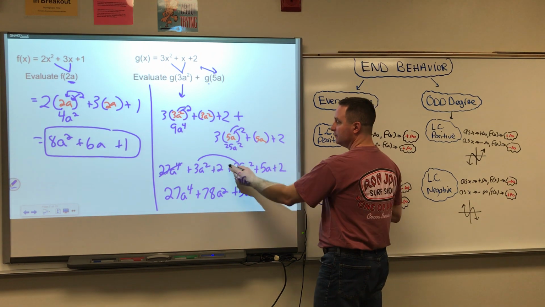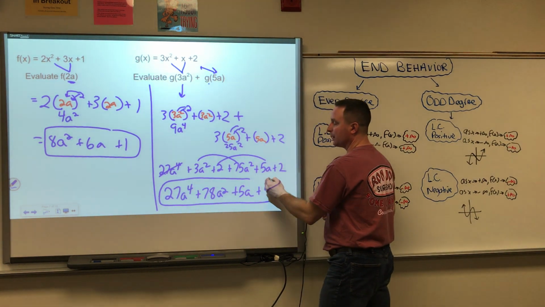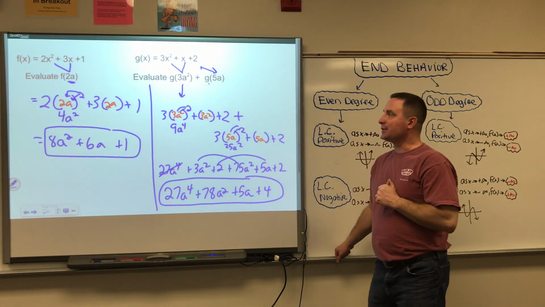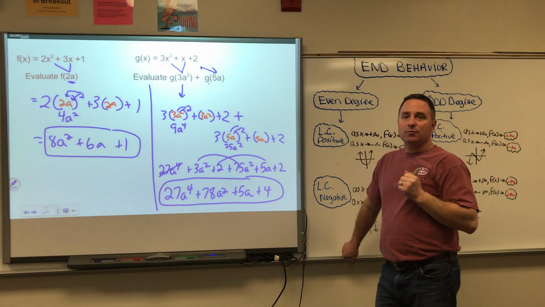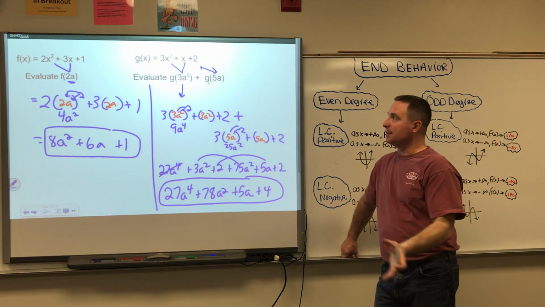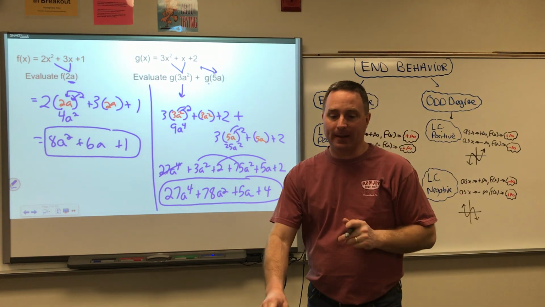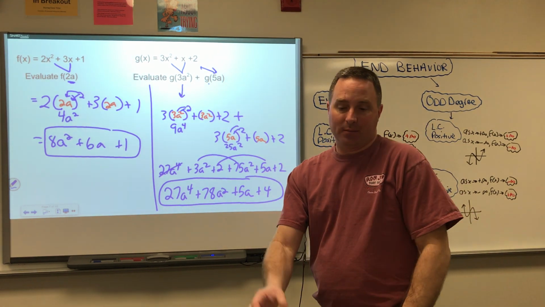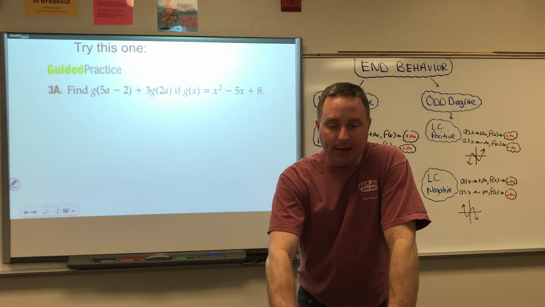Plus 5a, and then 2 plus 2 is 4. And I think that's what I end up with for a final answer on that one. So again, we can substitute numbers into these polynomials, these polynomial functions, we can substitute variables into the polynomial functions. Okay? And again, the bigger they are, the fancier they are, the more work they require.